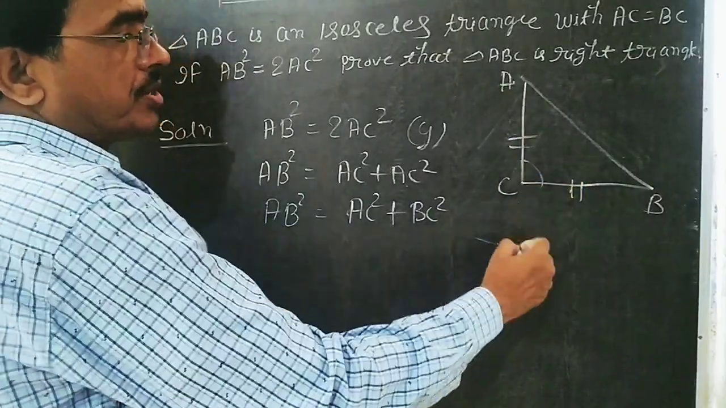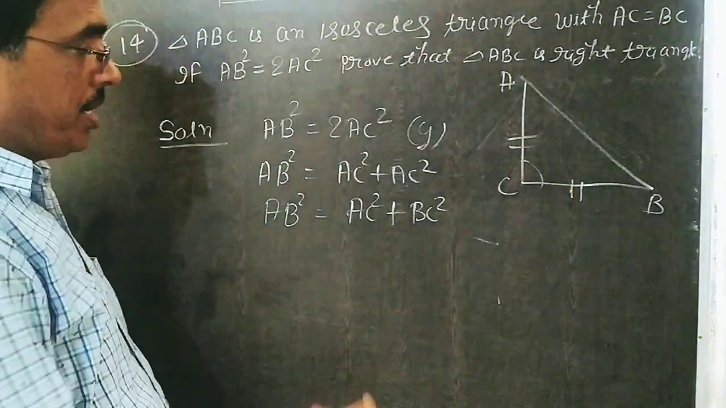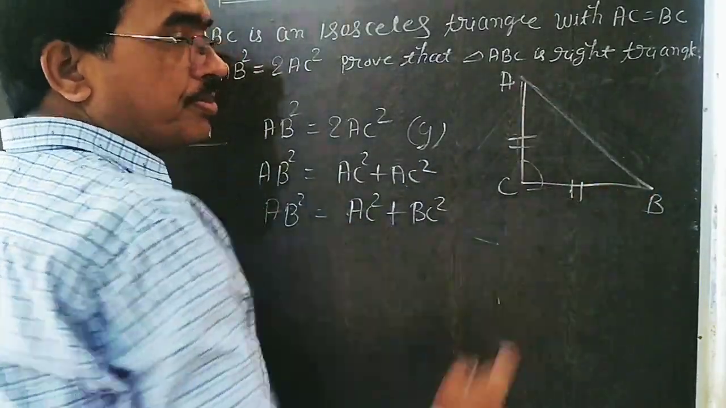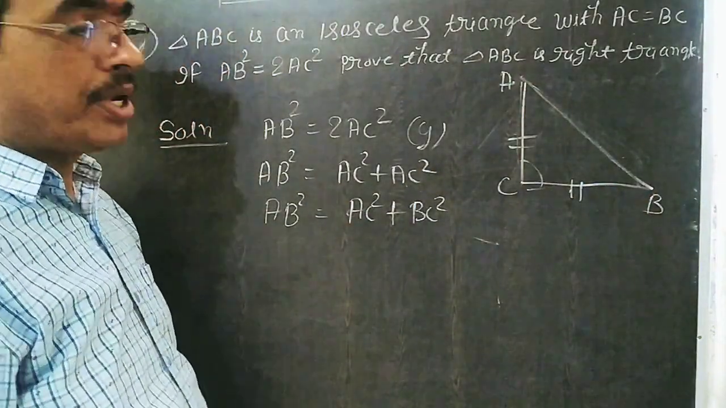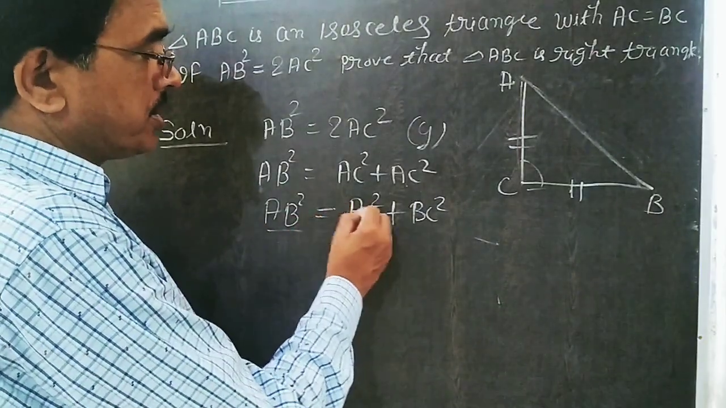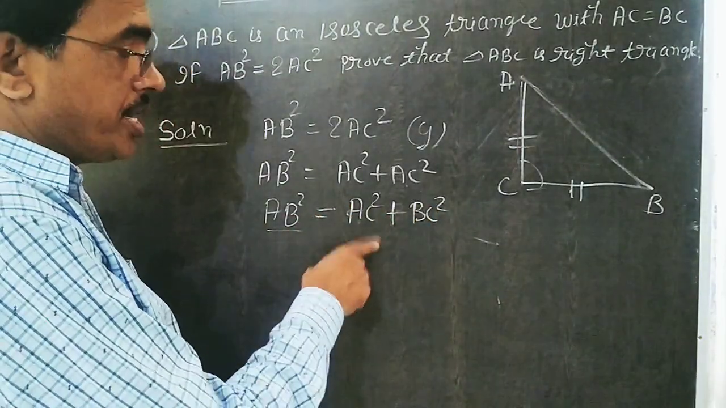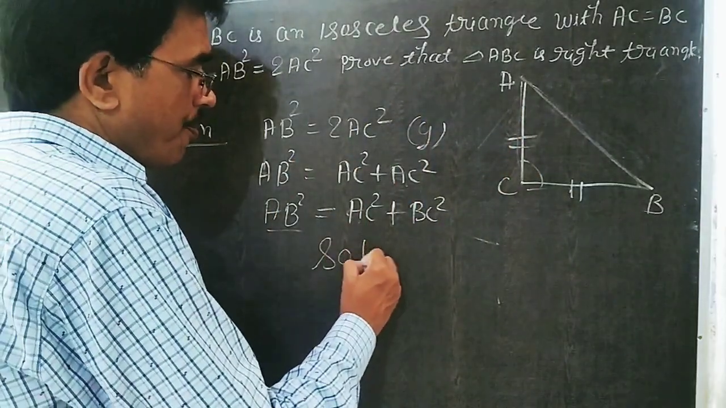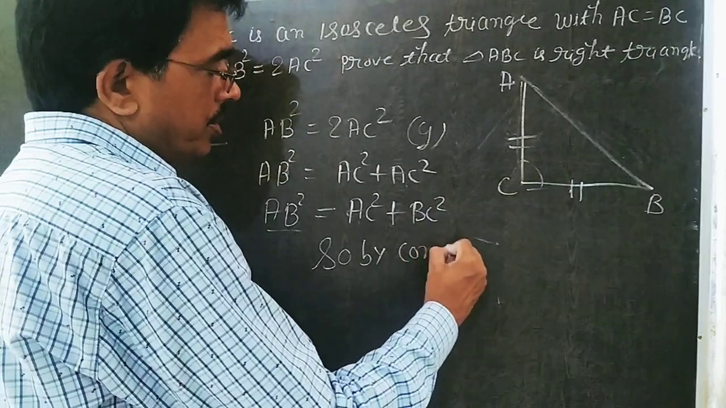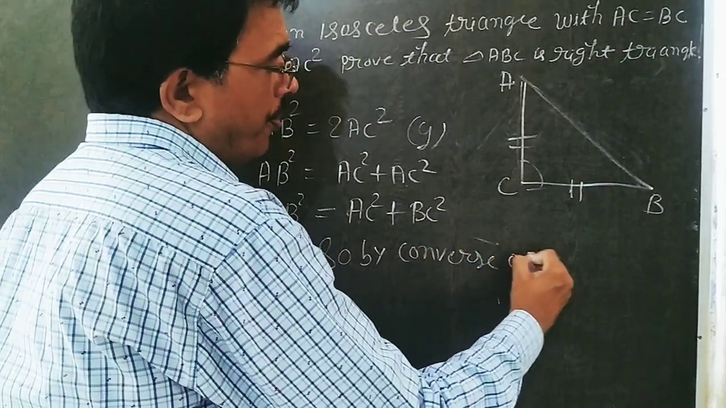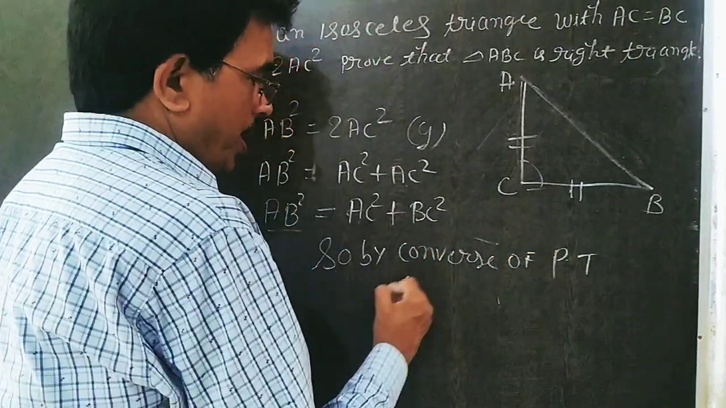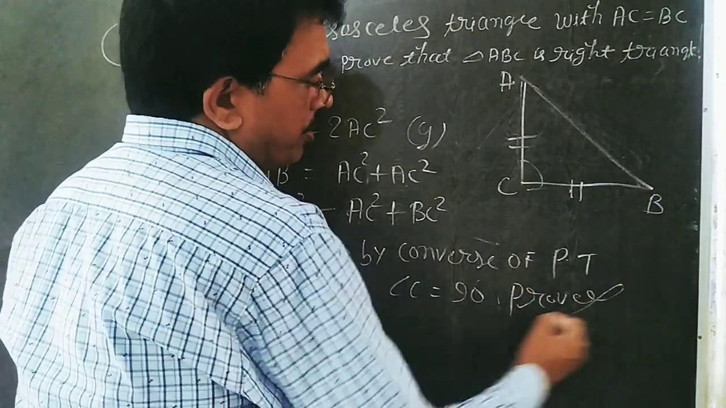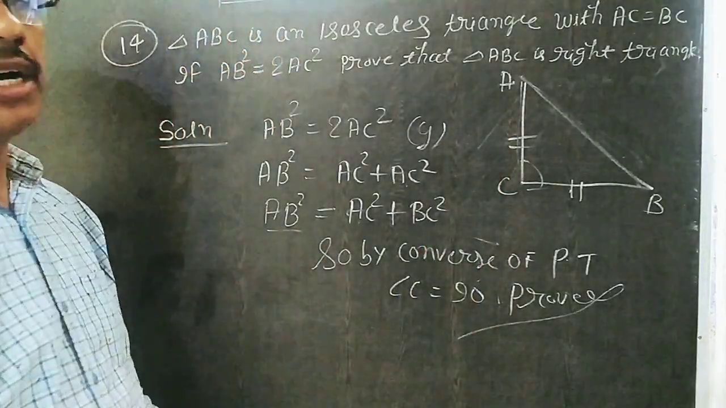Because these are isosceles, AC is equal to BC. So what do you find out? You find that AB square is AC square plus BC square. So by the converse of Pythagoras, if the square of one side is equal to the sum of the squares of the other two sides, then it is clearly a right angle triangle. So you write, by the converse of Pythagoras theorem, angle C is 90 degrees. Because one angle is 90, that triangle is a right angle triangle.